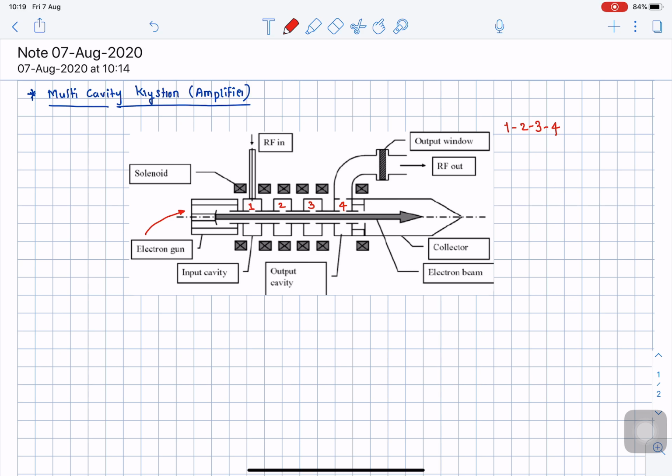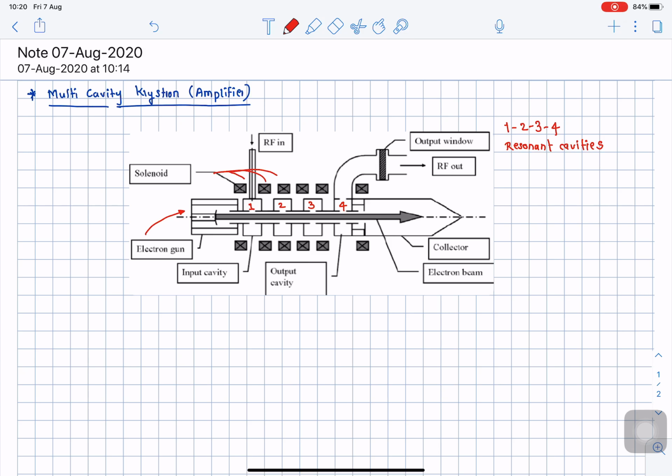These are resonant cavities. So in the case of two cavity klystron, we already know that it consists of two cavities. But if we have more than two cavities, we can call the same configuration a multi cavity klystron. Rest of the arrangement, there is a small change in the arrangement of multi cavity klystron. So here we are using these solenoids over here.